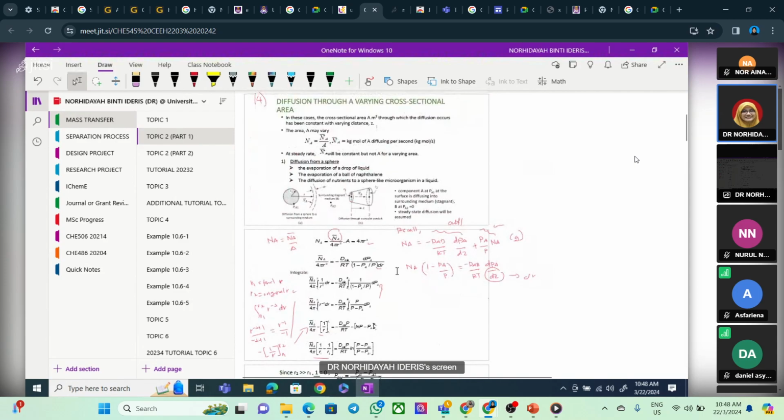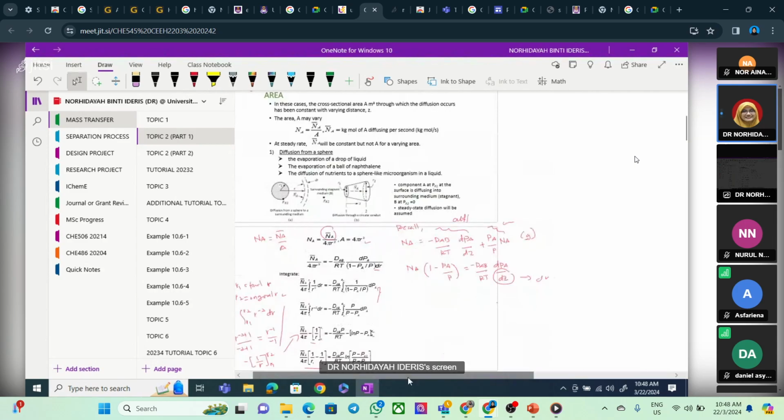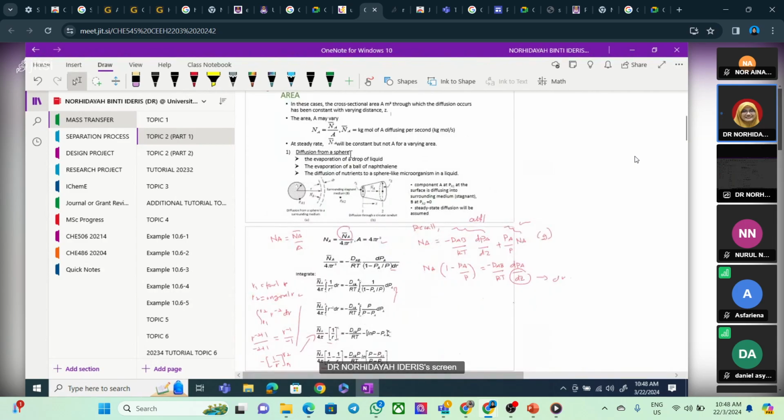Okay. So dalam case diffusion through a varying cross-sectional area, the most famous example we're going to use is the naphthalene ball. Ataupun naphthalene ball ni kita panggil dalam bahasa kampung ni ubat gegat lah. The one that we beli kat kedai DIY tu, and then kita letak dekat dalam almari kan untuk menghalau lipas semua tu. Okay, so if you notice, by time the size of this naphthalene ball will reduce.